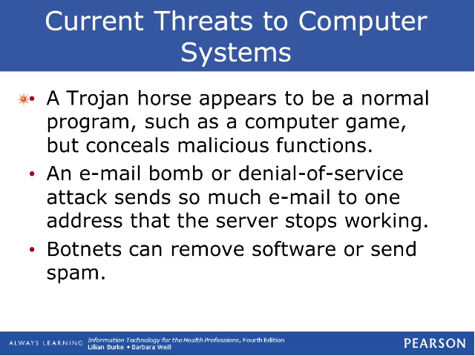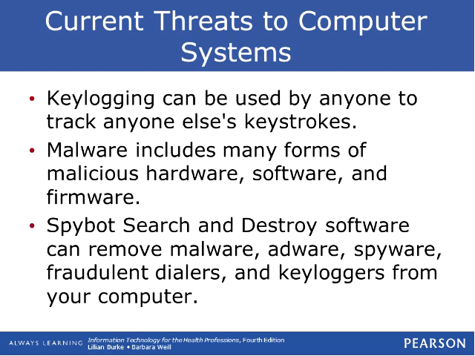There's also what's called a Trojan horse, and like the Trojan horse in ancient Greece, it appears to be a normal program, but inside it has malicious functions that can disable your machine or give the perpetrator access to some of the data on your machine. There's something called an email bomb or denial of service attack. It sends so much email to one address that the server stops working. Botnets can remove software or send spam. So if you don't have good software that covers that, then that's a problem. Current threats to computer systems also include key logging, which can be used by anyone to track anyone else's keystrokes.